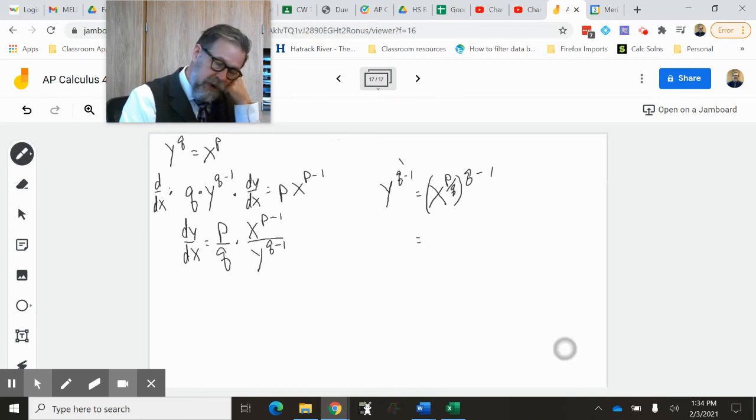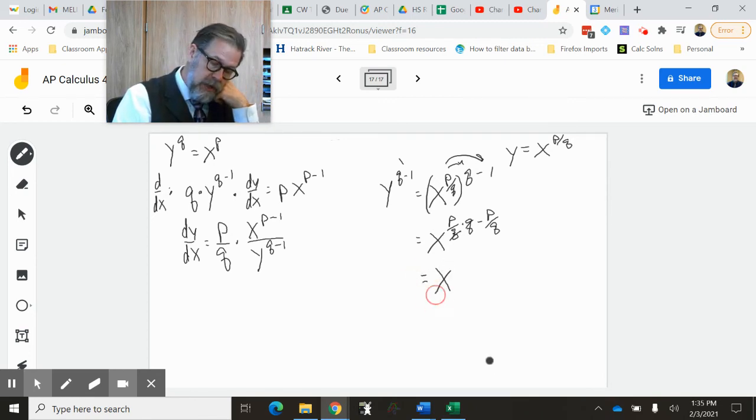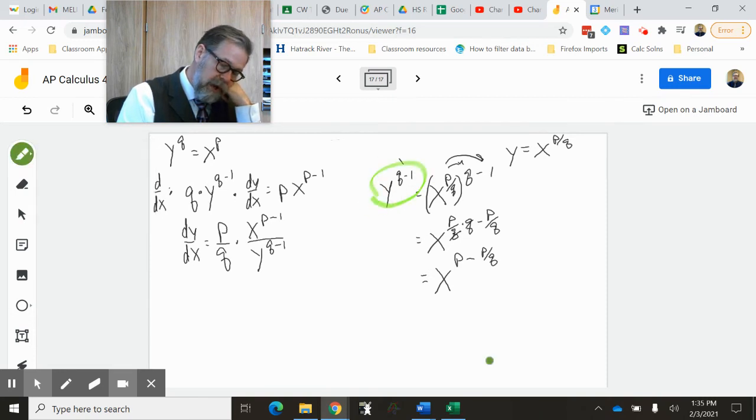I overgeneralized here. We know that y is equal to x to the p over q. So multiplying these together, I get y to the q minus 1 equals x to the p over q times q minus p over q. These q's cancel or reduce, depending on how you want to say it, and I get x to the q minus p over q... that is, x to the p minus p over q. So that's y to the q minus 1, which is right here.